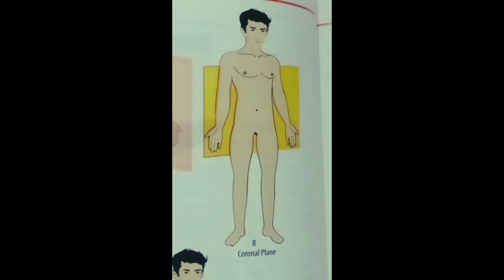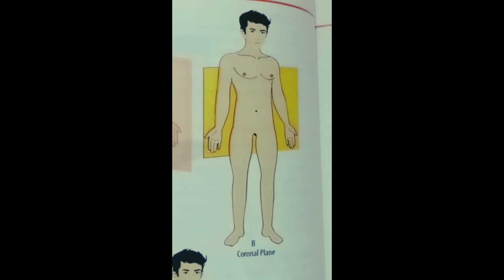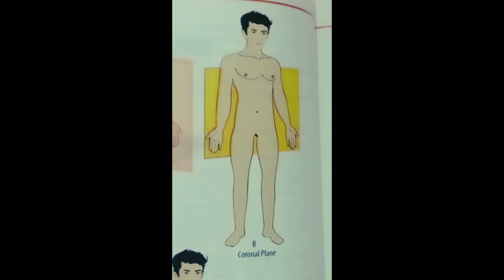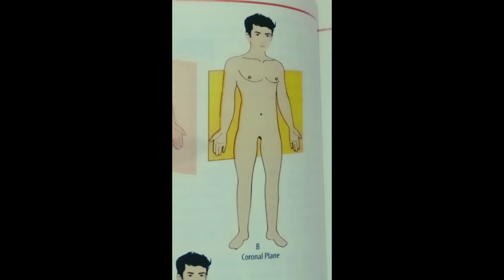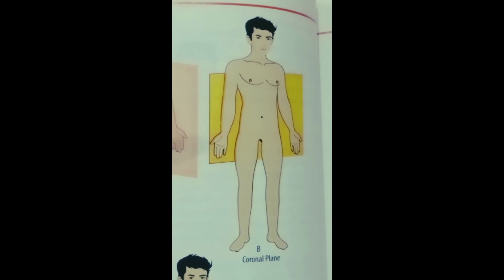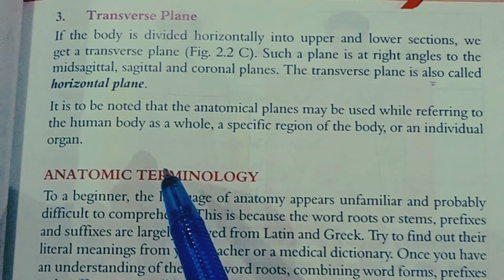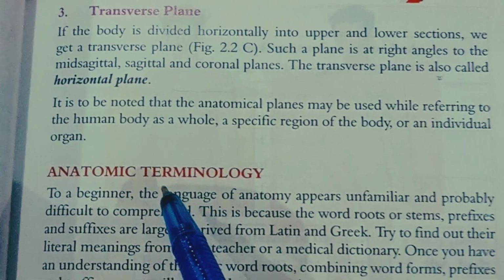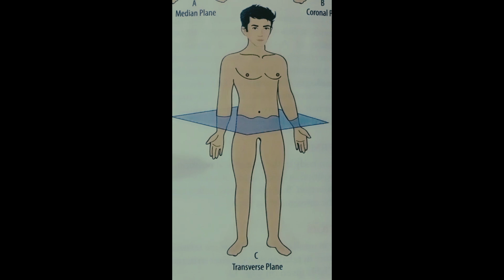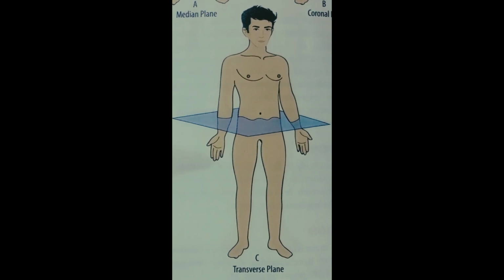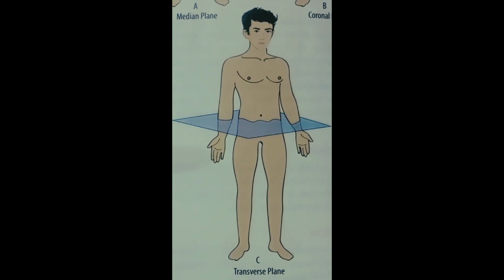You can see this picture. It is also representing coronal plane, which is a vertical plane perpendicular to the median plane, dividing body into anterior and posterior equal parts. Then there is a transverse plane, which is a horizontal plane dividing body into upper and lower equal parts. This picture represents transverse plane, which is a horizontal plane dividing body into upper and lower parts.